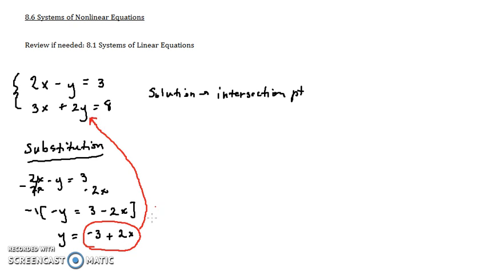It's very important that you make sure you go to the other equation, otherwise you're going to get a funky answer. So we're going to put this in here. Our second equation becomes 3x plus 2 times negative 3 plus 2x equals 8. We make that substitution, and now we should just have a linear equation to solve. It's just a matter of distributing this, moving things around. You guys know how to do this.